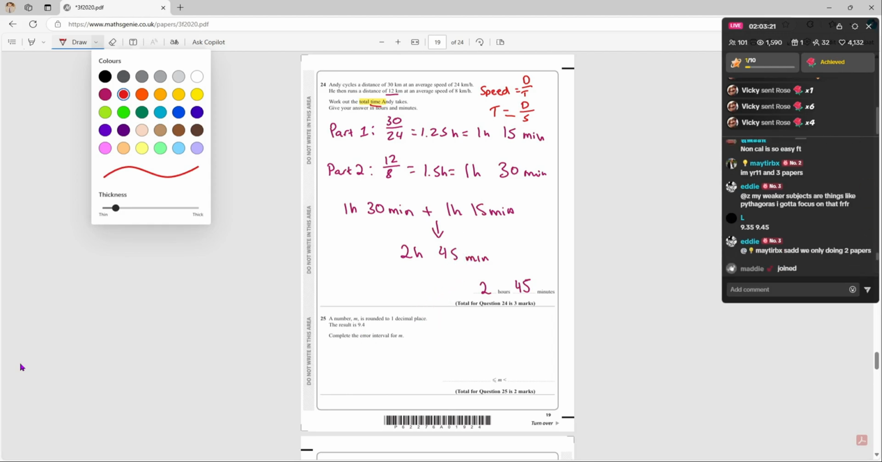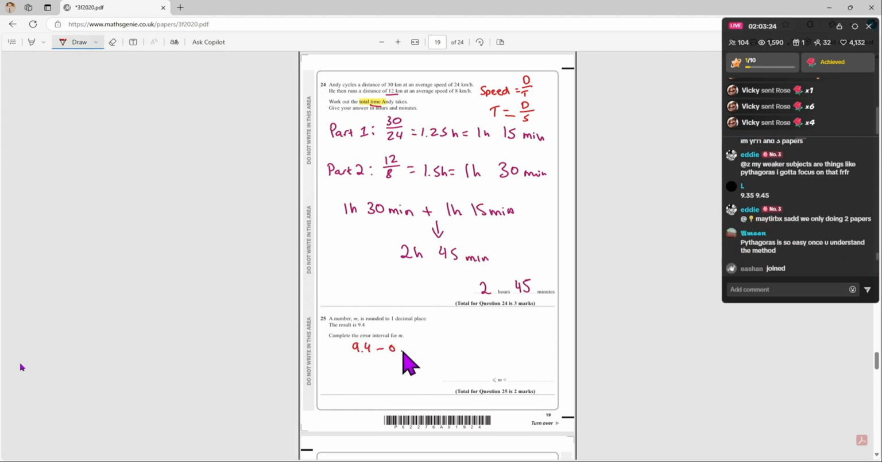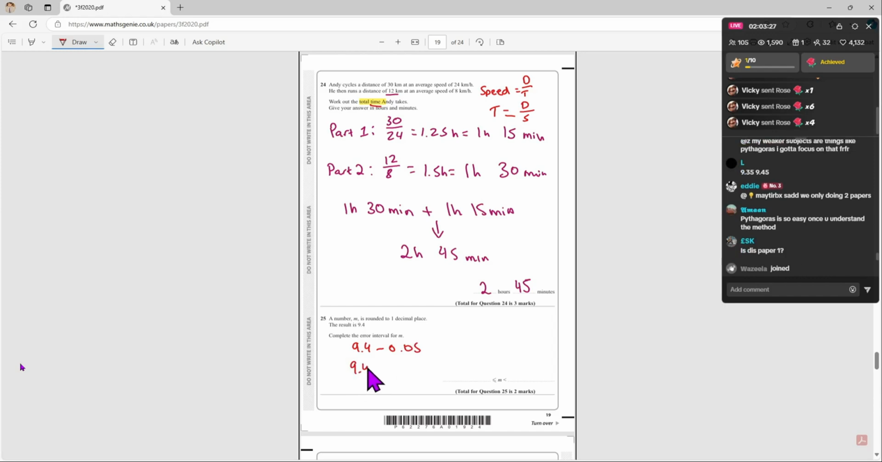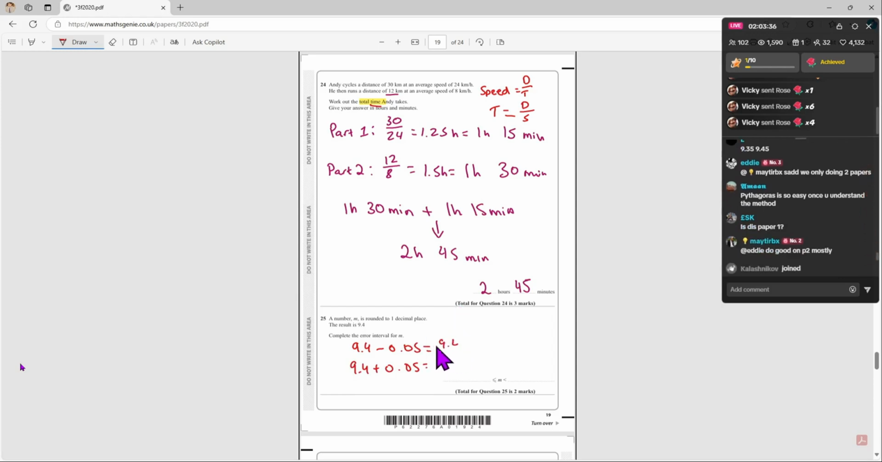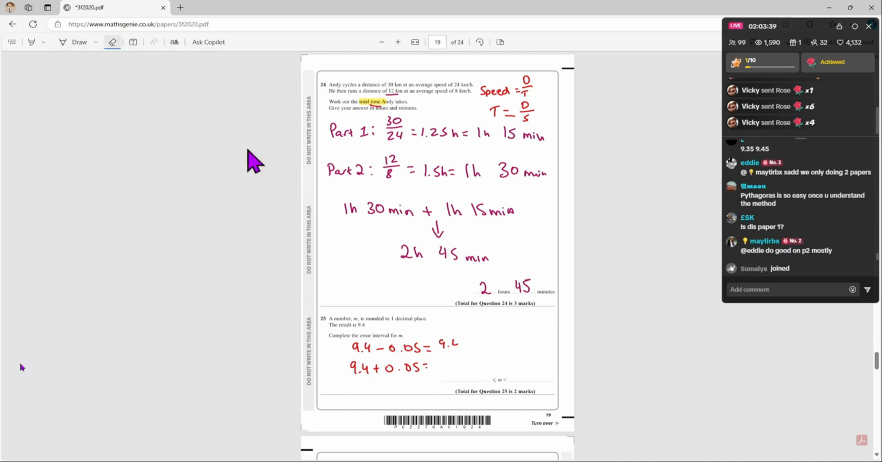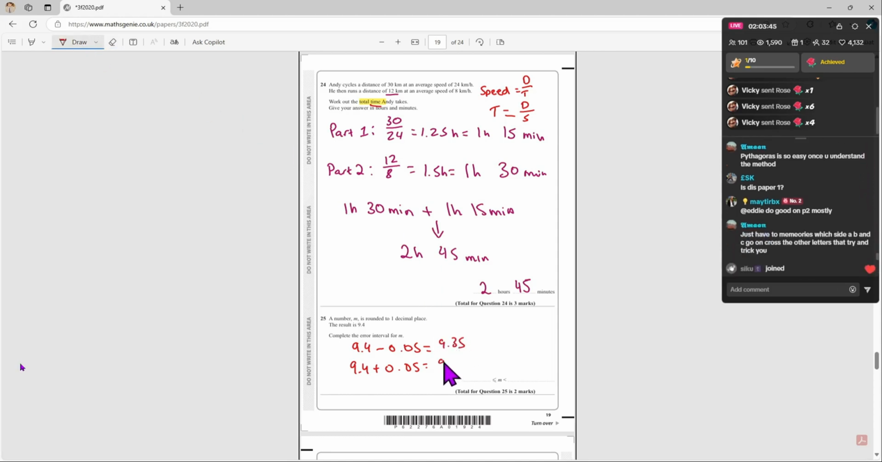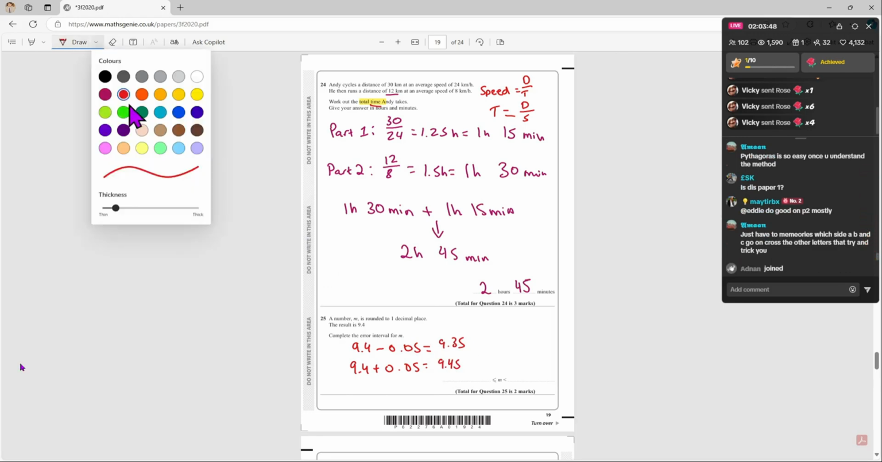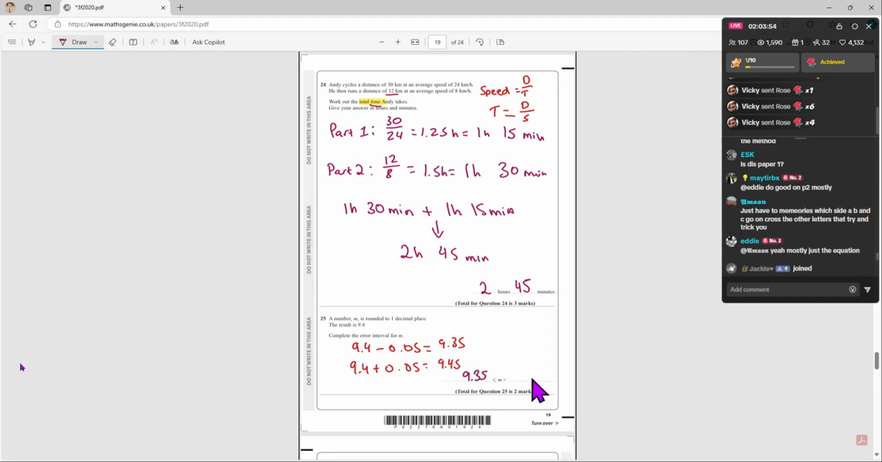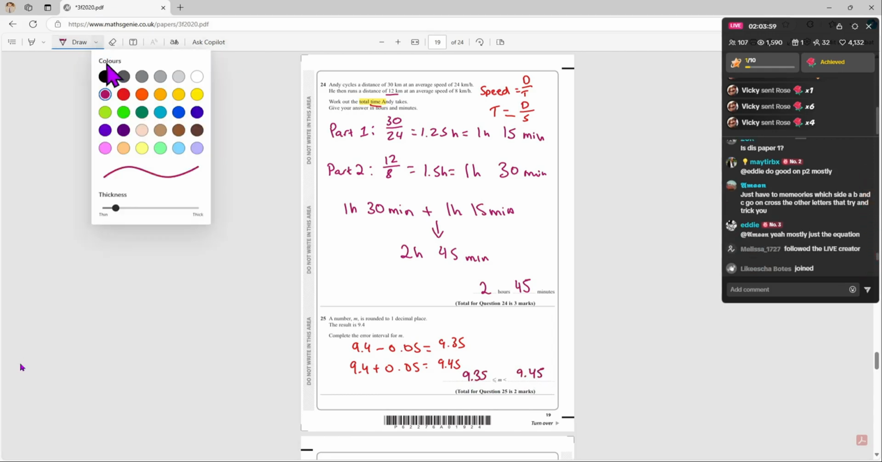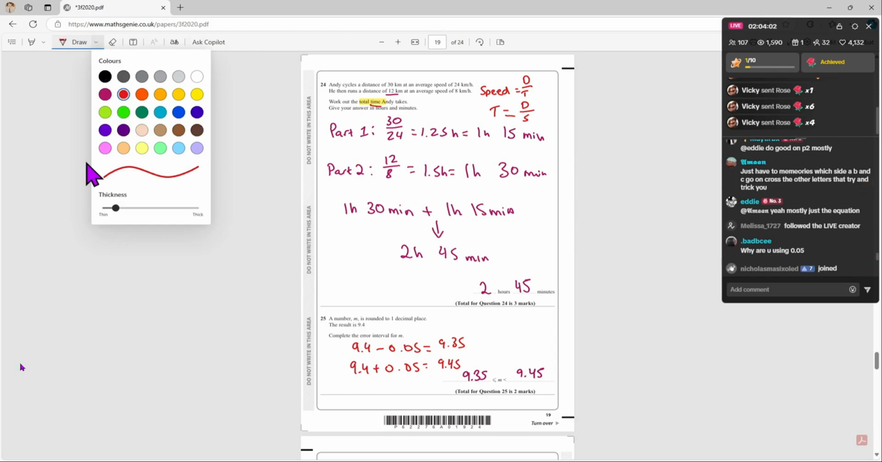What I would do is I would do 9.4 minus 0.05 and then 9.4 plus 0.05. That's the mathematical way of working it out, okay? And that is going to be 9.35 and 9.45, and that will just be your answer, okay? And your small number goes on this side, and your larger number goes on this side, 9.45. Okay? So that was a fairly simple question, worth 2 marks.